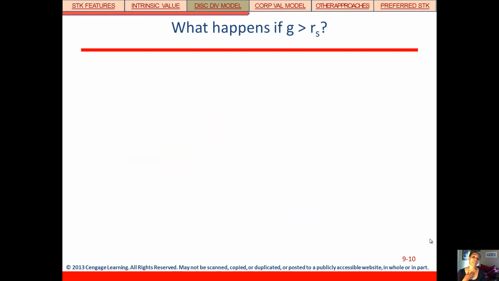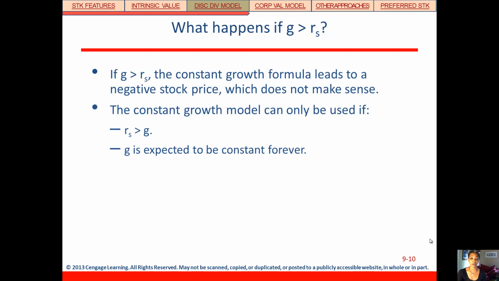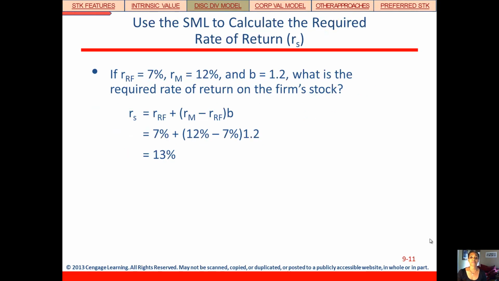So now what happens using this formula if our growth rate is greater than the required return? Well, then we're not going to be able to use this formula because we're going to get a negative stock price, and that just won't work. So usually if we have g greater than rs, that's usually temporary. And so we're going to talk about another model to consider in that case.